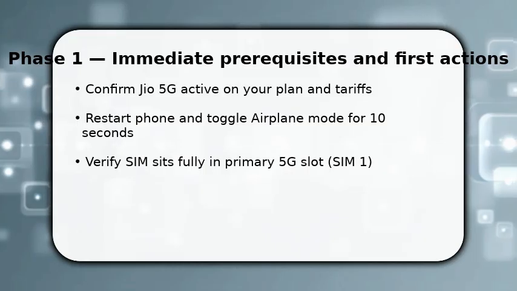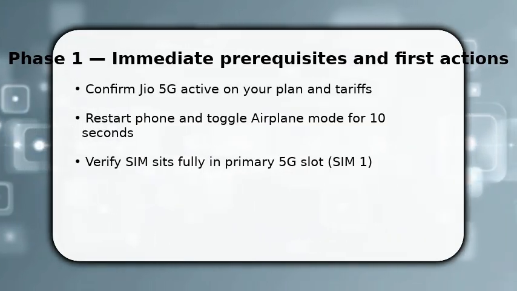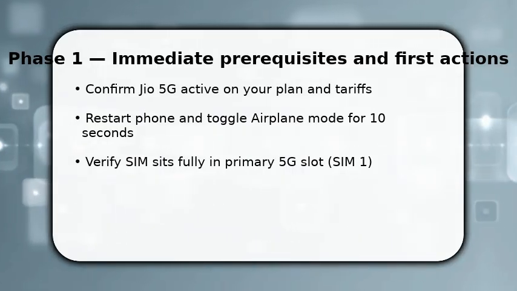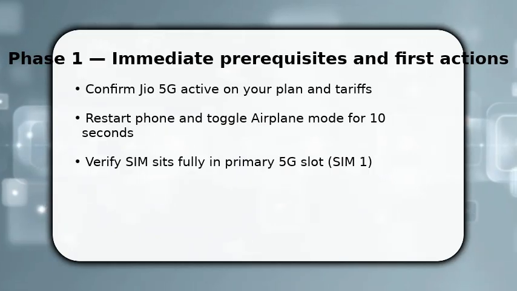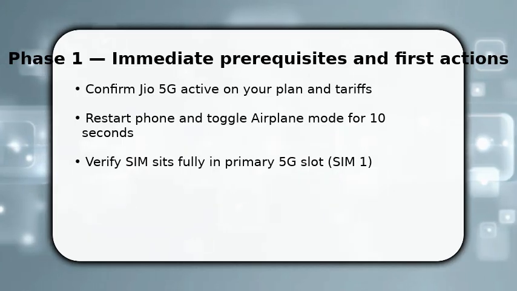You begin by verifying essentials. Make sure your Geo 5G plan is active and your device supports the bands. Once done, restart the phone and toggle airplane mode for about 10 seconds to force a fresh network attach. This clears temporary signaling issues.